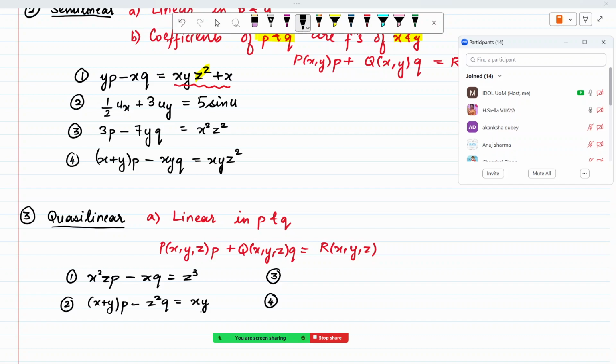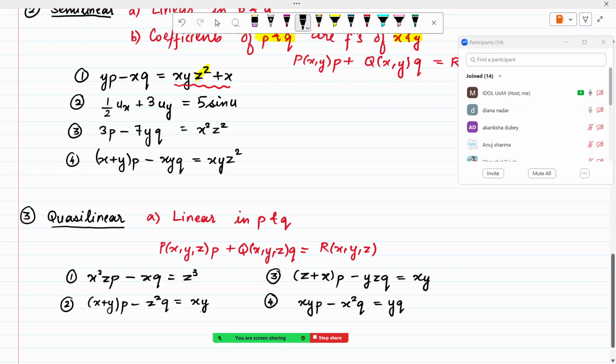(z plus x) multiplied by p minus yz cube is equals to xy. This is definitely quasi-linear. Anyone else? xy is x square p minus x square q is equal to y cube.